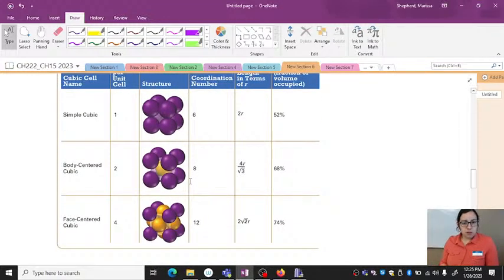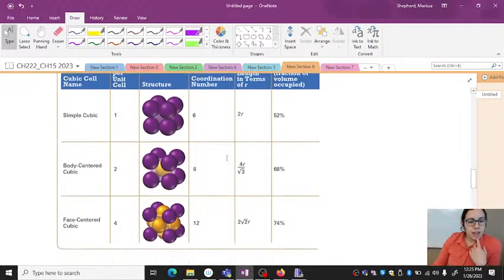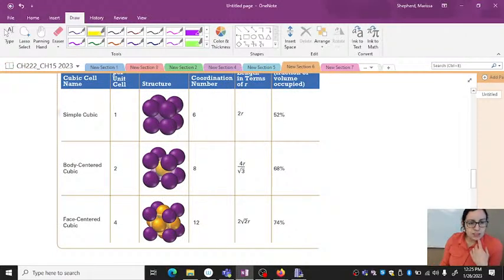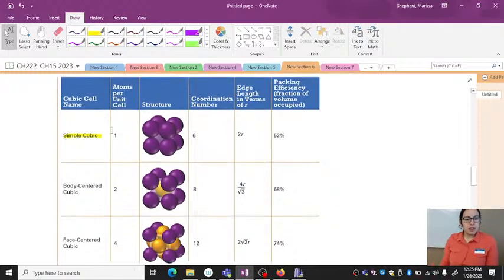And so this is what you want to take away from this. And these are just the main 3. So you can have crystals that crystallize in other patterns as well. And so the first one is this basic simple cubic structure. And so you have one whole atom per unit cell.